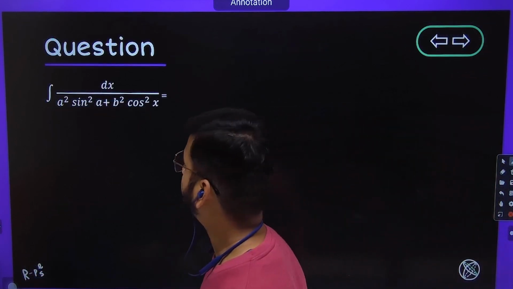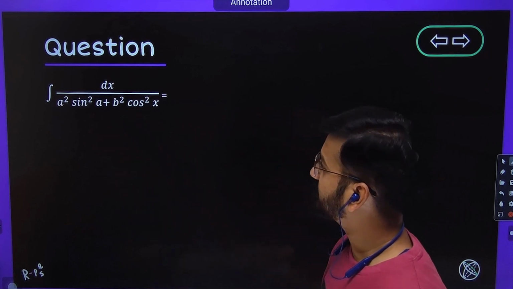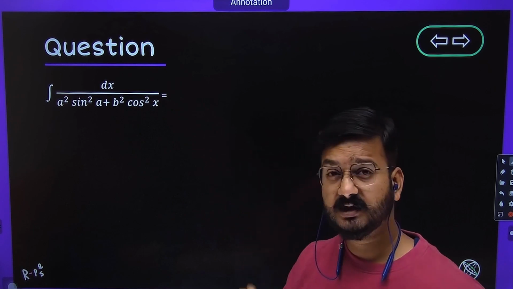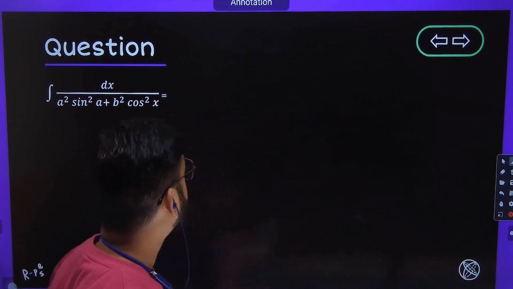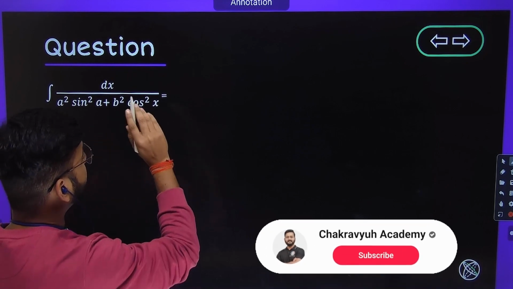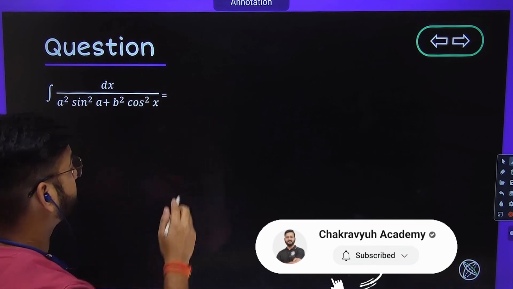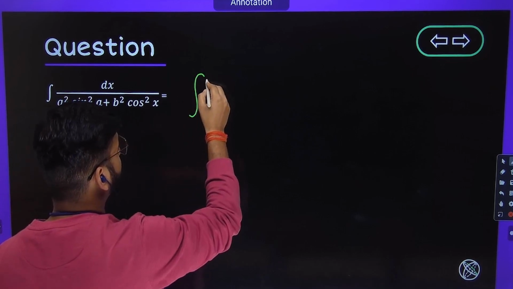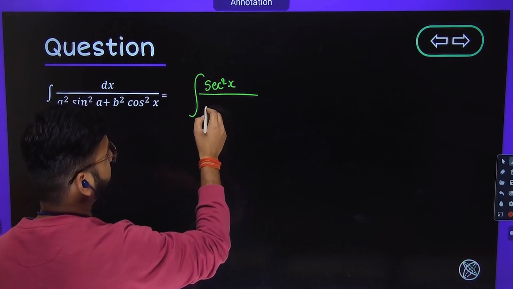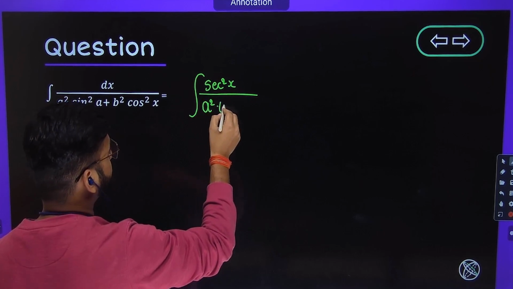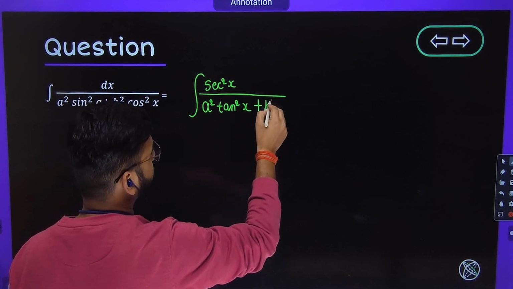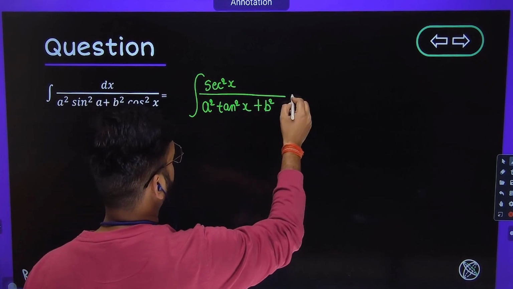As you can see the question on the board, it is 1 divided by a square sine square x, printing mistake, it is a square sine square x plus b square cos square x. How to integrate it? First step will be to divide the numerator and denominator by cos square x. So when you divide the numerator and denominator by cos square x, in the numerator, what will you have? You will have secant square x divided by a square sine by cos, and it will be b square cos square x by cos square x, it will be 1.